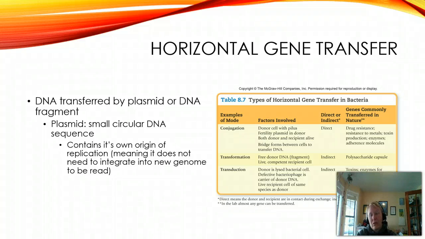Now, there are three types of horizontal gene transfer we're going to talk about in this topic. We have conjugation, transformation, and transduction. And so let's take a look at each of these now.